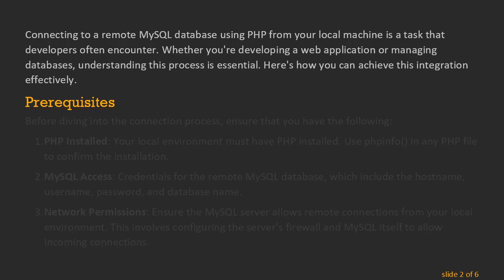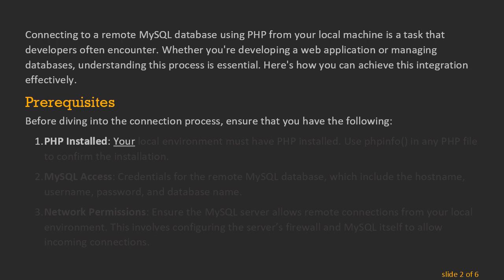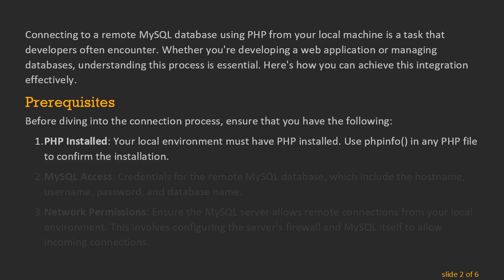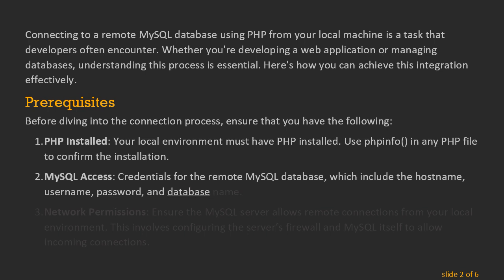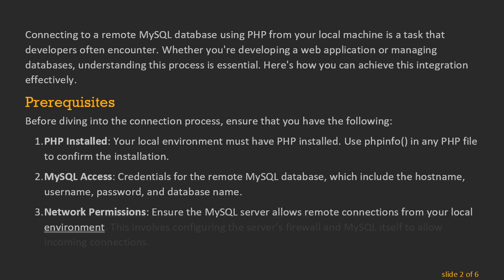Prerequisites. Before diving into the connection process, ensure that you have the following. PHP installed. Your local environment must have PHP installed. Use phpinfo in any PHP file to confirm the installation. MySQL access: credentials for the remote MySQL database, which include the hostname, username, password, and database name. Network permissions: ensure the MySQL server allows remote connections from your local environment. This involves configuring the server's firewall and MySQL itself to allow incoming connections.